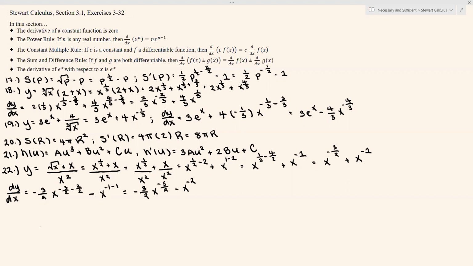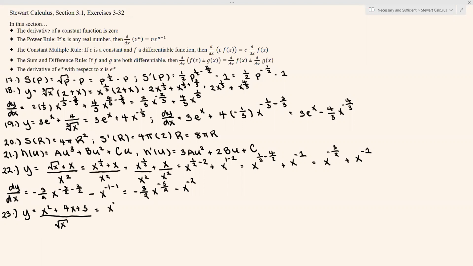Let's move on to problem 23. We have y is equal to x squared plus 4x plus 3, and we are dividing this by the square root of x. So I'm going to use the same techniques done in problem 22 to simplify this.